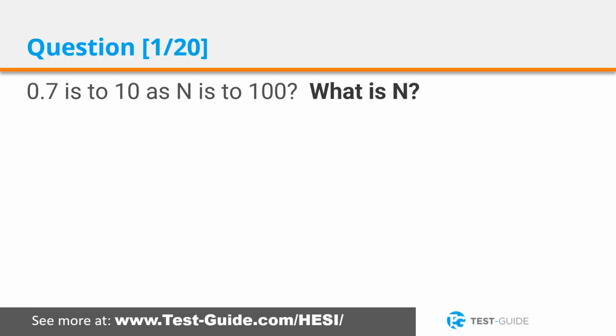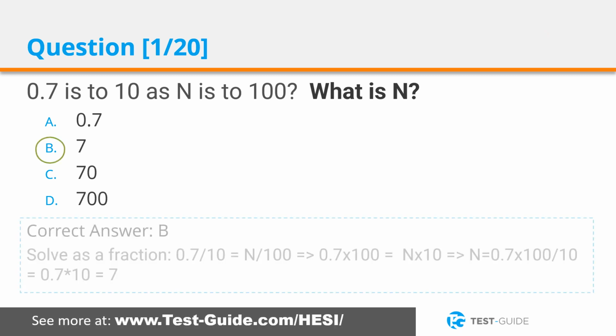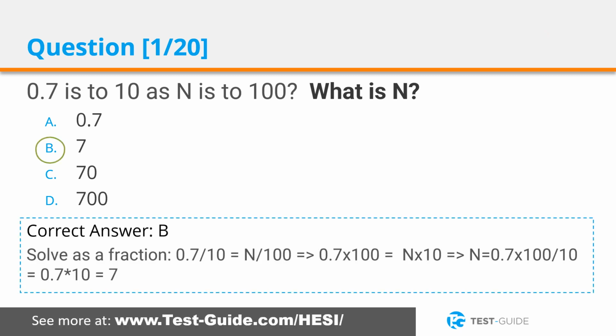Question 1. 0.7 is to 10 as n is to 100. What is n? 0.7, 7, 70, 700. Correct answer B. Solve as a fraction. 0.7 over 10 equals n over 100. Cross multiply. 0.7 times 100 equals n times 10, which implies n equals 0.7 times 100 divided by 10, or 0.7 times 10, which equals 7.